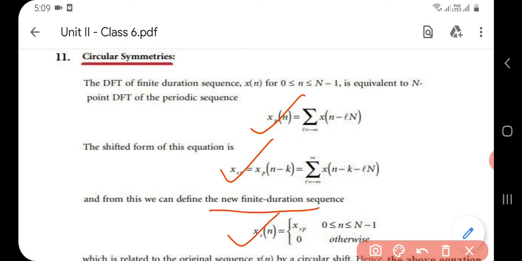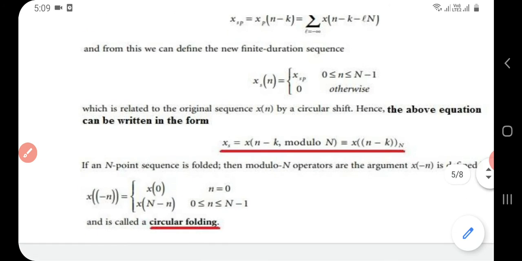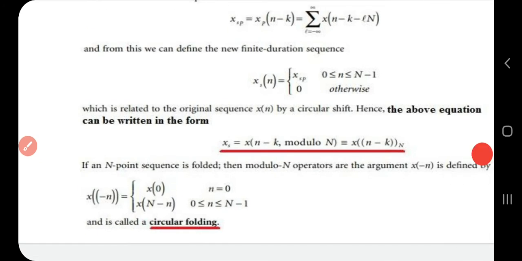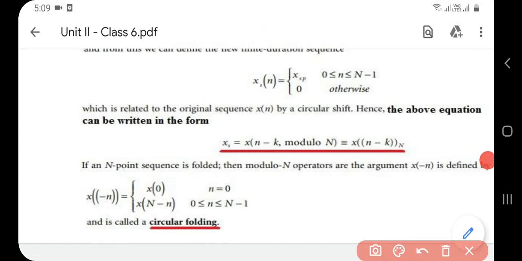It is of this particular form. Okay. And then we have got another operation. There are various operations that can be performed. The one is circular folding. That is, if that particular new sequence, I already told, a new sequence is obtained, if that is folded, then that particular operation is called circular folding, and that sequence will be of this particular form.